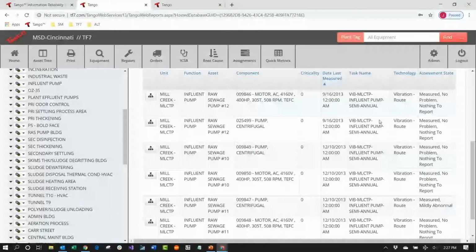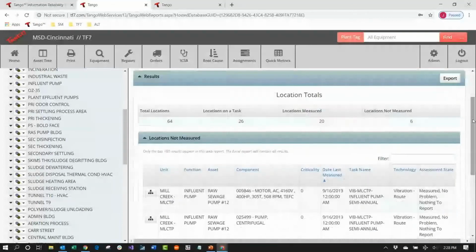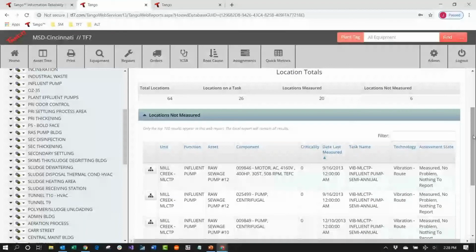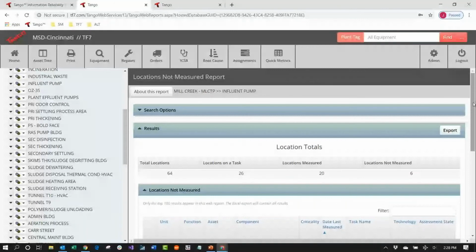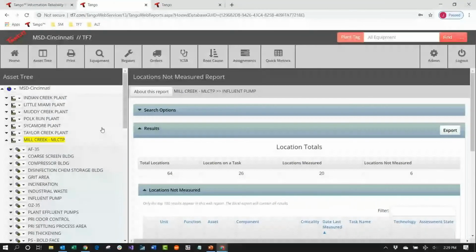Raw sewage pump 10, 11, and so you've got 26 locations that should be measured, 20 that actually have been measured. So there's 6 locations that haven't been measured at all since whatever time period. Okay, and these are the 6 right here that it's been since 2013 since any of those 6 have been measured. So they've just stopped attempting, apparently. Well, and there could be some good reasons. Those could be decommissioned and removed. They could be inaccessible. They could be spares. So anyway, somebody needs to answer a few questions about them.